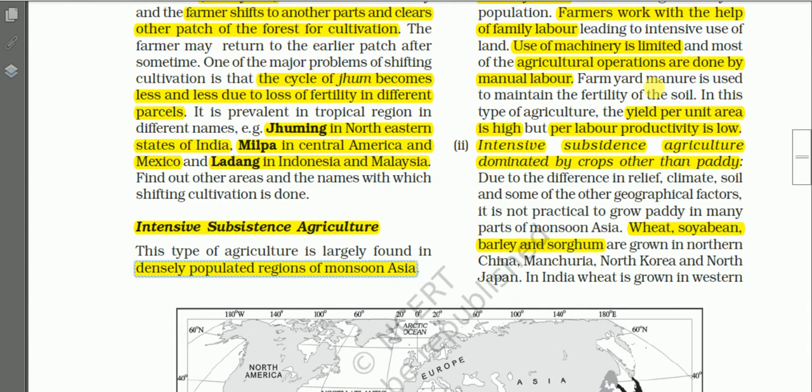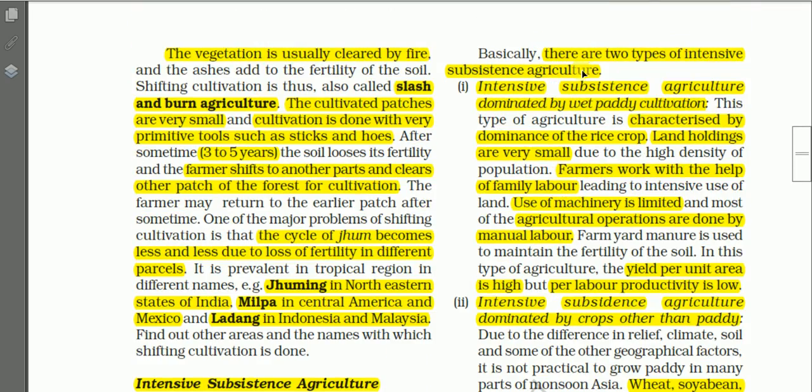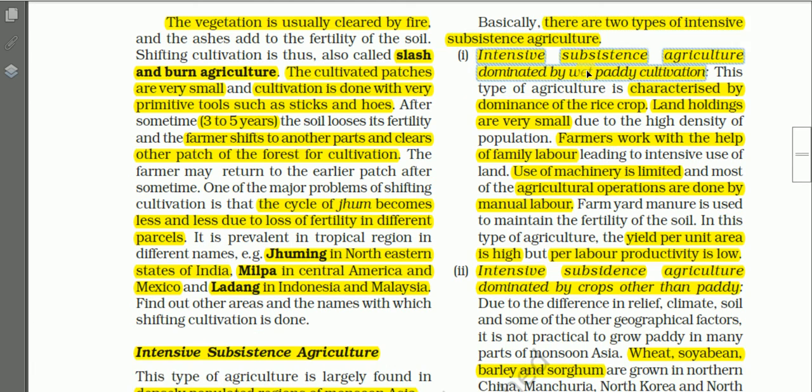So let us go in detail. It is also given here. Basically, there are two types of intensive subsistence agriculture. The first one is intensive subsistence agriculture dominated by wet paddy cultivation. Another one is intensive subsistence agriculture dominated by crops other than paddy. So paddy is not grown, but other crops are grown.